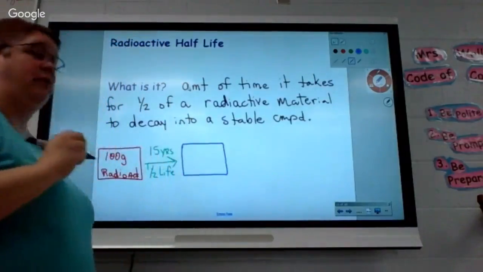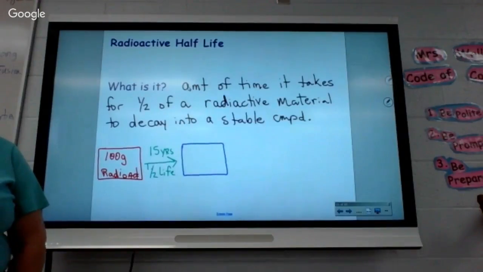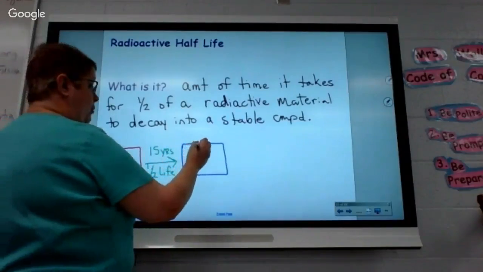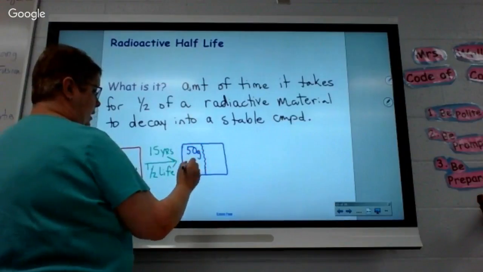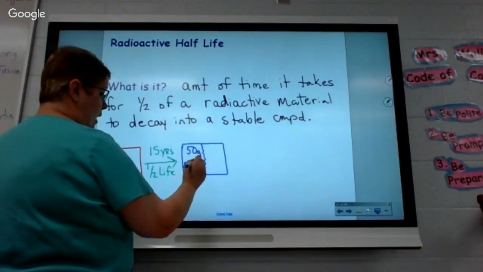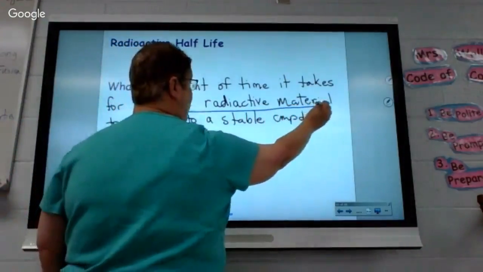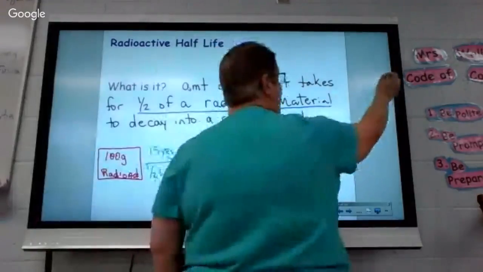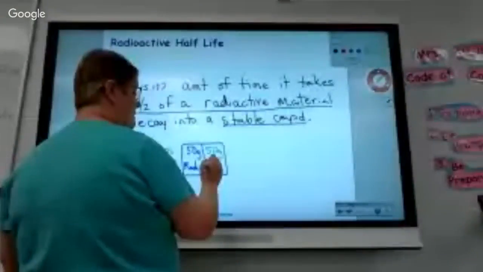All right. Now, the law of conservation of mass says what? Mass is what? Matter. That's right. So I still have how much left? 100. So, after 15 years, 50 grams is radioactive because half of the radioactive material becomes what? Stable. Okay? So 50 grams is radioactive and 50 grams is stable.